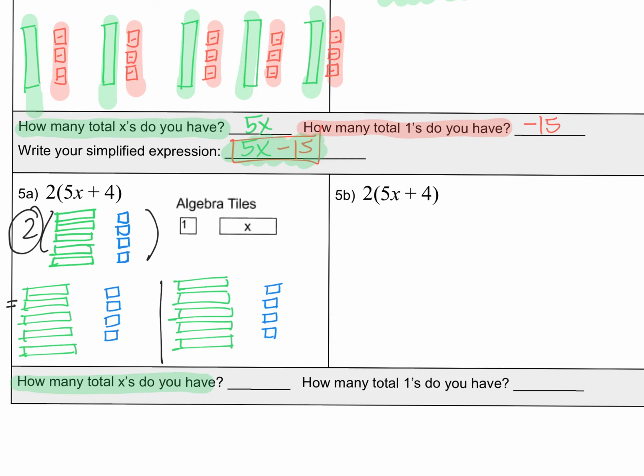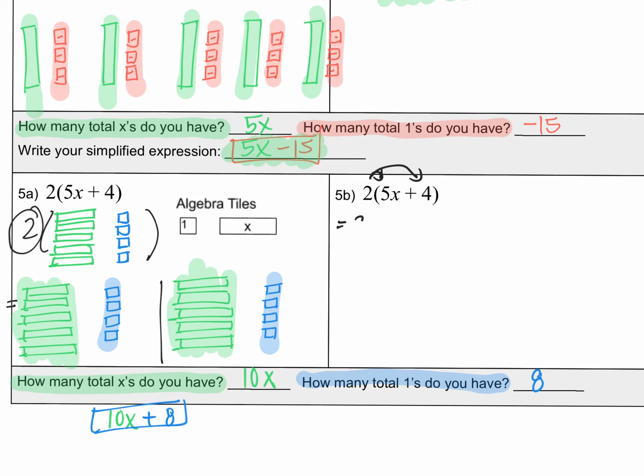How many total x's do you have? 5 and 5 gives us a total of 10 x pieces. How many total ones do you have? 4 and 4 gives us a total of 8 ones pieces. So it looks like I should have 10x plus 8 as my simplified expression. Let's see if we get the same thing doing it algebraically.